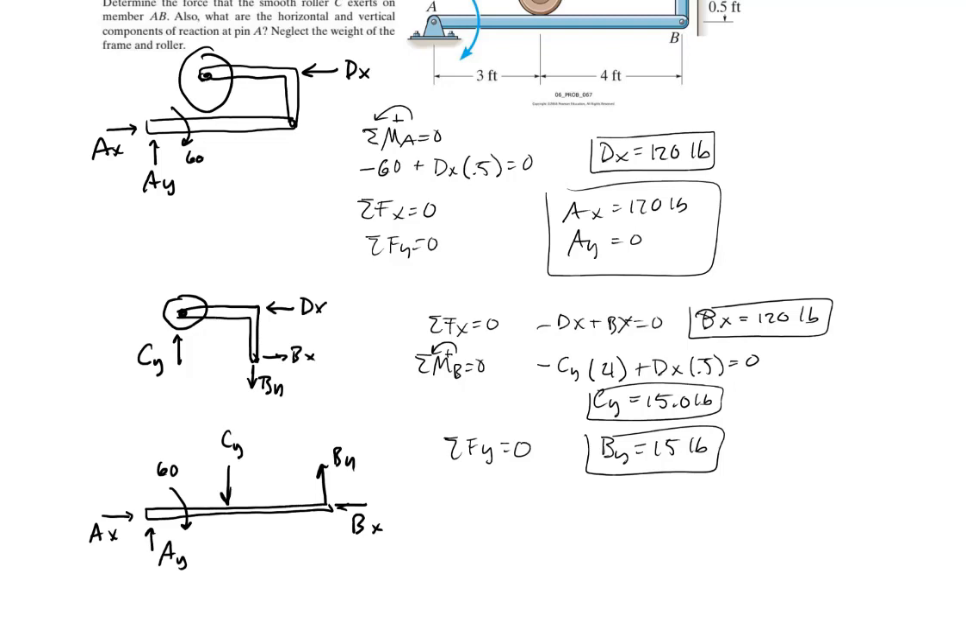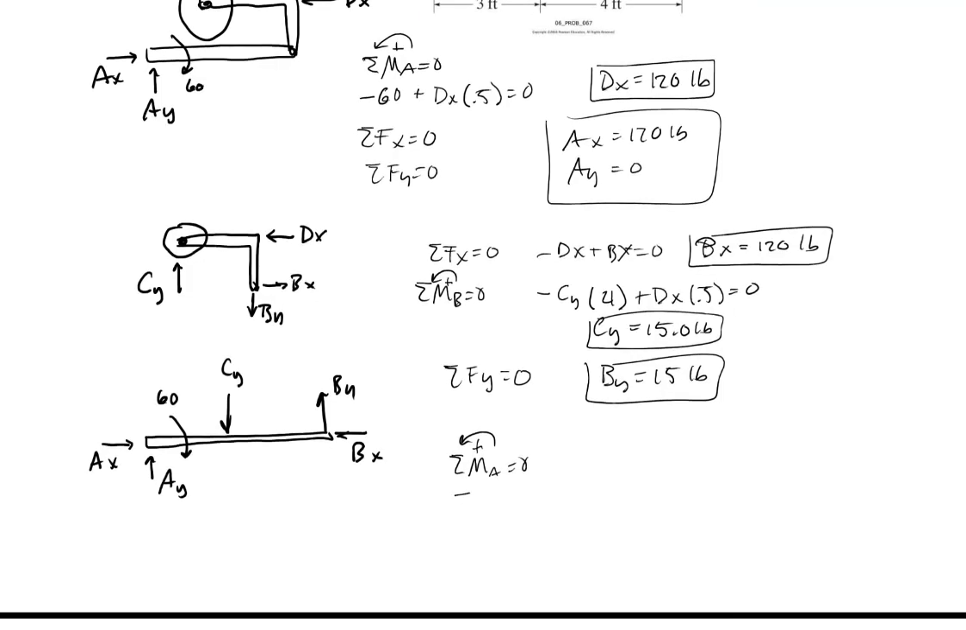So here I've got minus 60, which is the couple, minus Cy times 3, plus By times 7 equals 0. And I can see that minus 60 minus 15 times 3 plus 15 times 7 equals 0. And indeed, that does equal 0, and so I've basically proved that I set it up and did it correctly. So I encourage you to do that if you want.